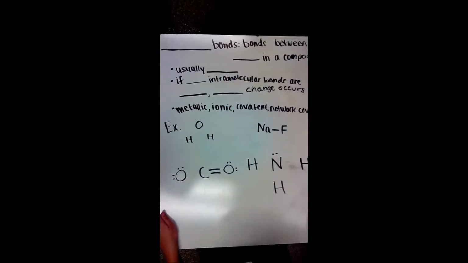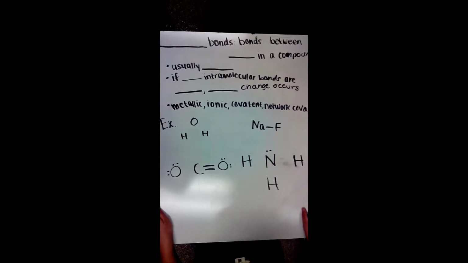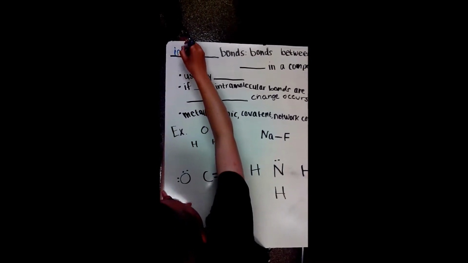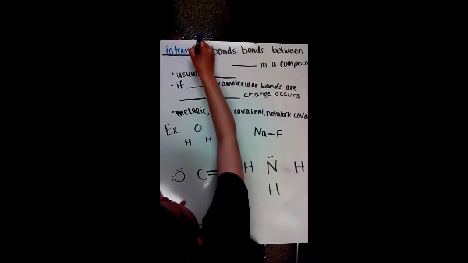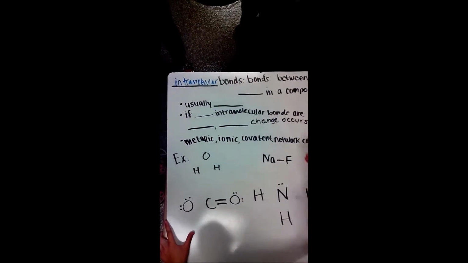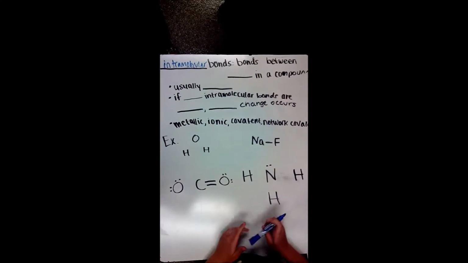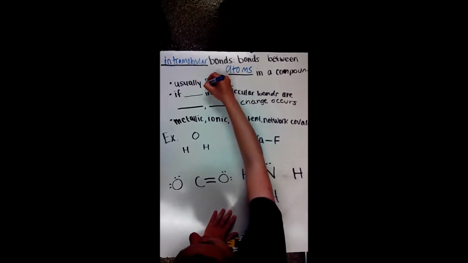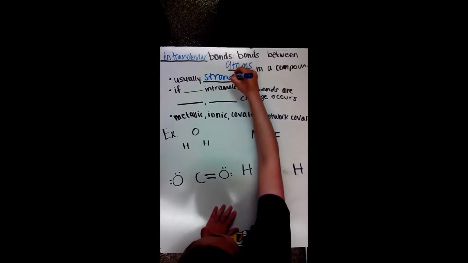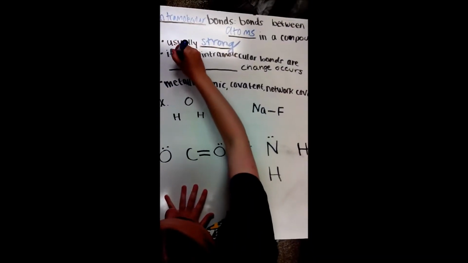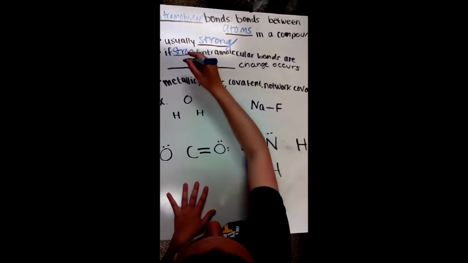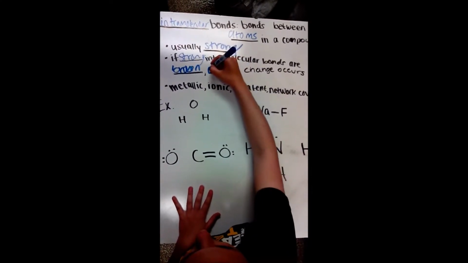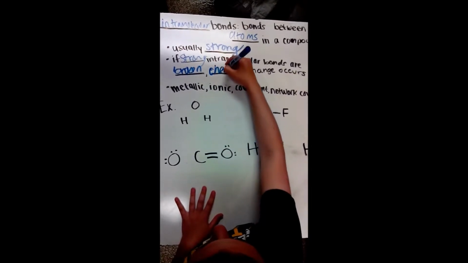Today we're going to learn the difference between intramolecular and intermolecular bonding. First, let's start with intramolecular. Intramolecular bonds are bonds between atoms in a compound, and they're usually pretty strong. If strong intramolecular bonds are broken, chemical change occurs.